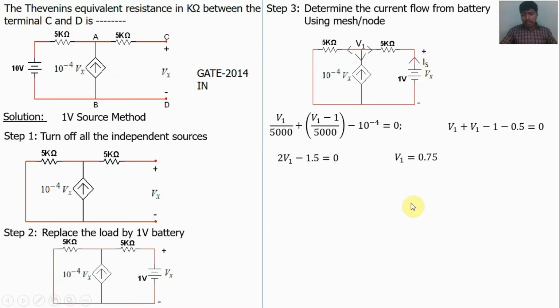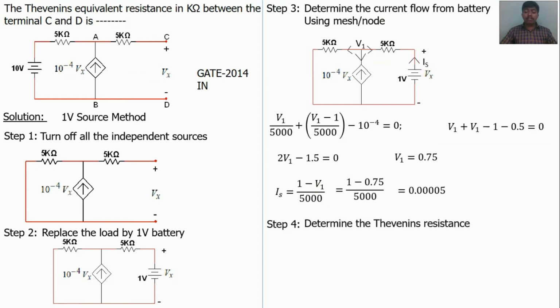So IS is equal to, here current flows from this direction. So 1 volt minus V1 divided by 5 kilo ohm, that is IS. So IS is equal to (1 minus V1) by 5000. Substitute this V1 value here, you will get the IS value. IS value is equal to 0.00005 ampere.